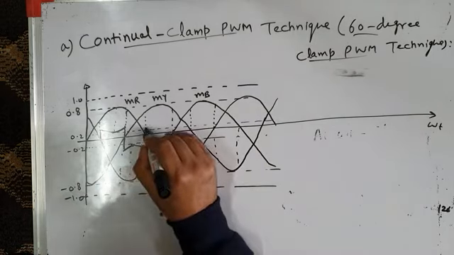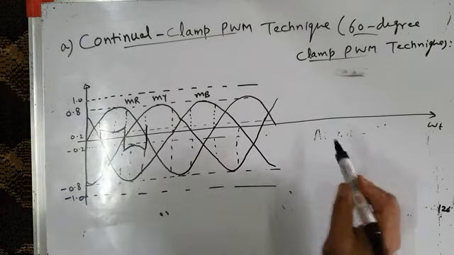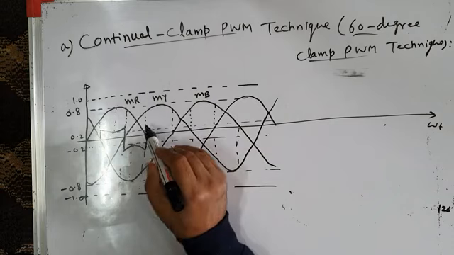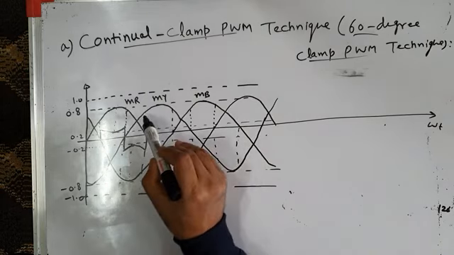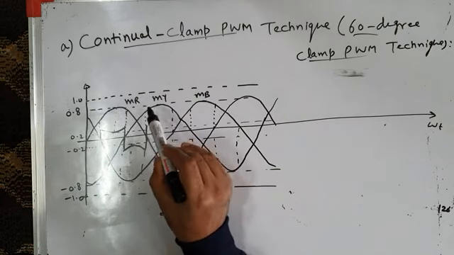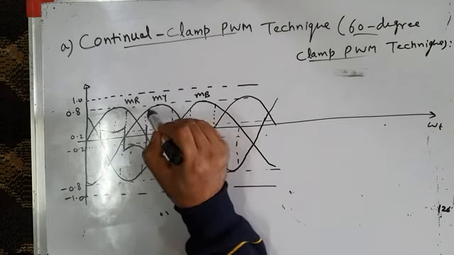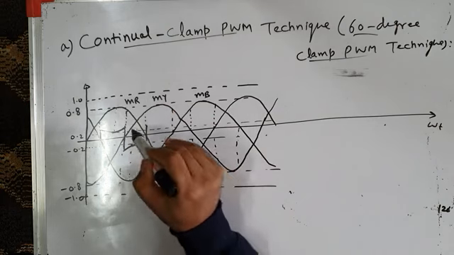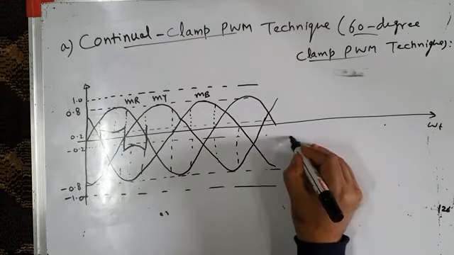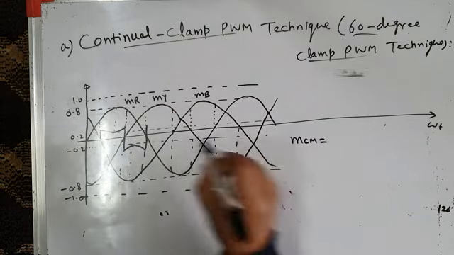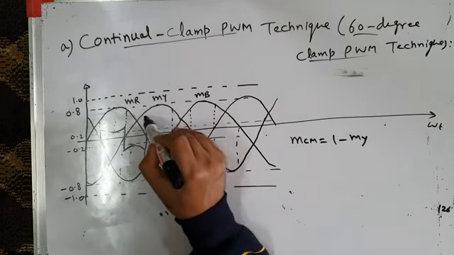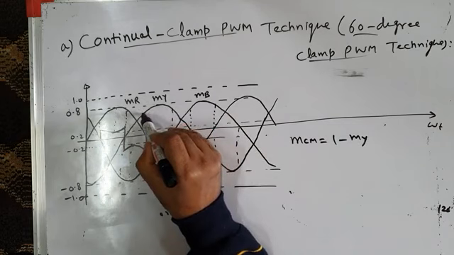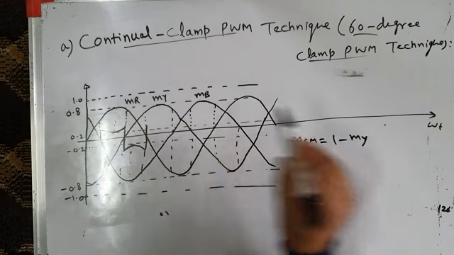Then it will go up. Then from 180 to 180 plus 60 is 240 degrees. My is having maximum positive value and we want to clamp phase leg Y to positive DC bus. So for that purpose, we have to calculate MCM. So MCM is equal to again 1 minus My. Why is it 1 minus My? Because My is having positive, maximum positive value during this 60 degree period.